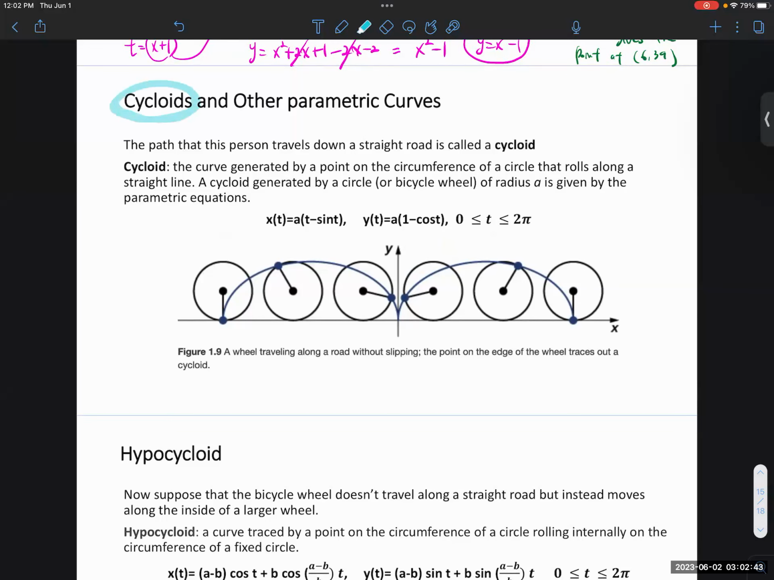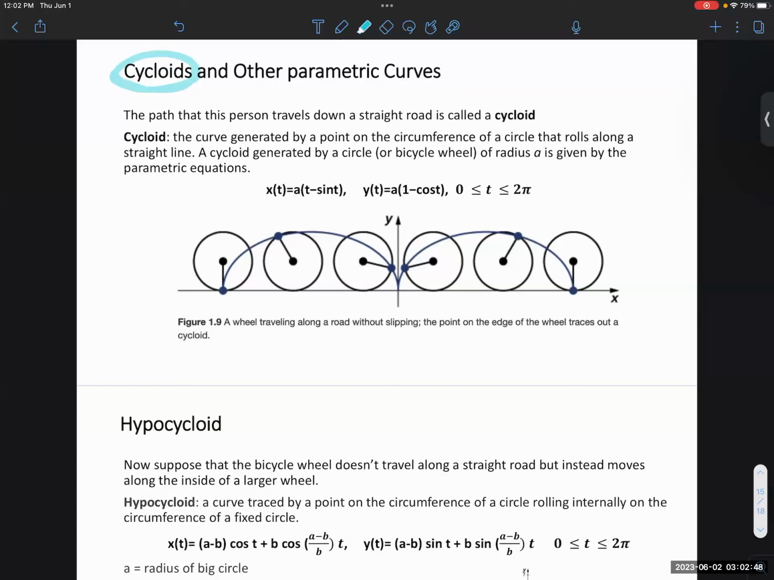So what the cycloid means: let's say you're riding a bike on a straight road. They're creating a kind of parametric curve, because the bike keeps rolling and rolling and rolling. We call that shape a cycloid. Does it make sense? So this is your bike, right?